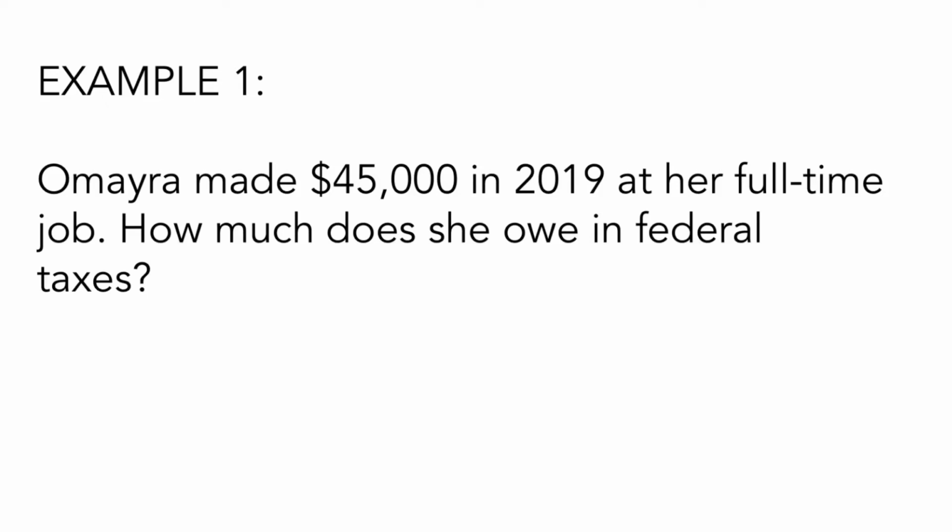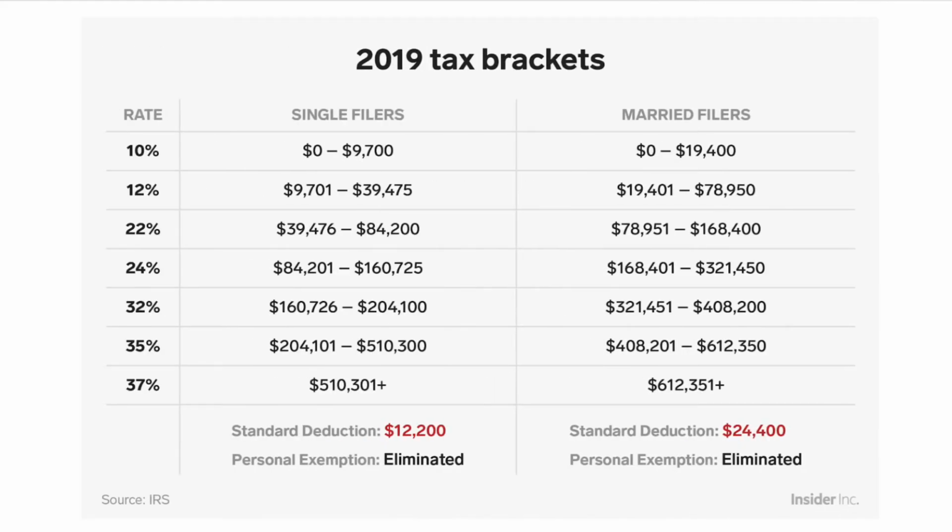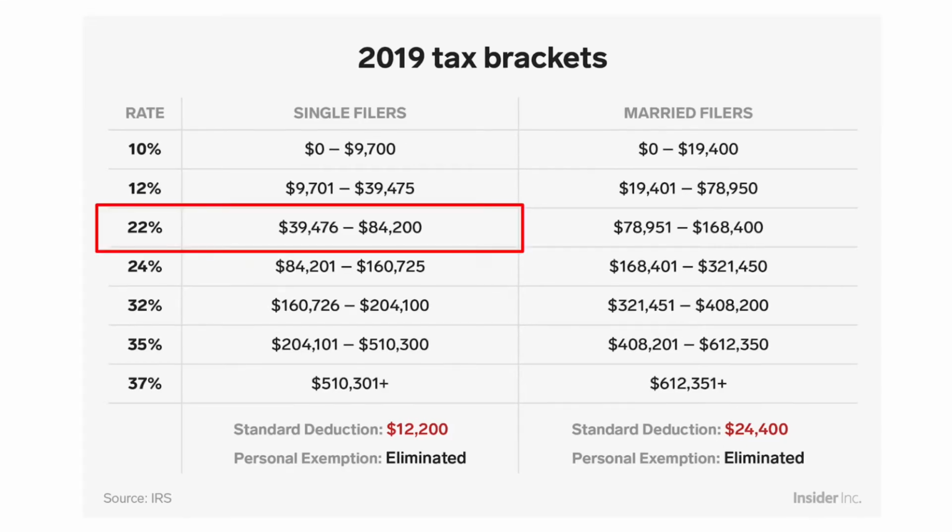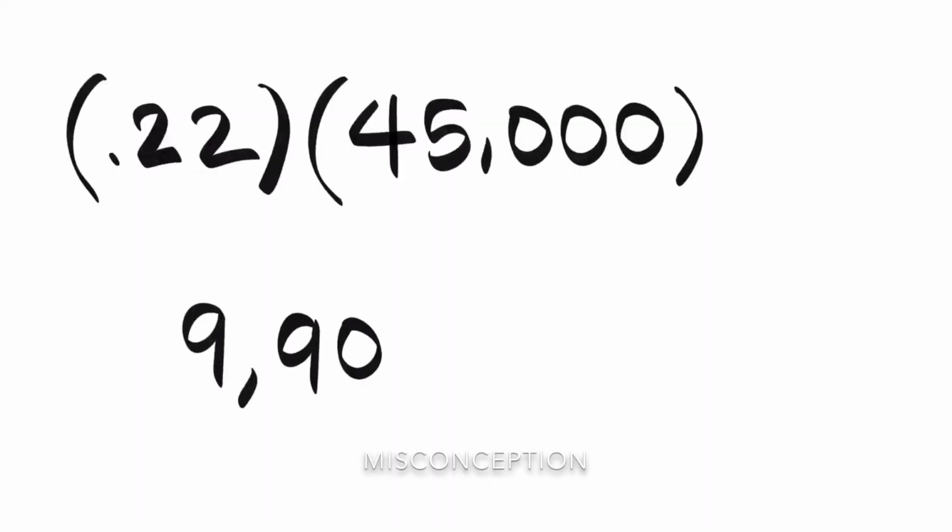Elmira made $45,000 in 2019 at her full-time job. How much does she owe in federal taxes? Many people might look at the 2019 tax brackets and think that because she makes $45,000, she must fall in this bracket. So she would owe 22% of her income to taxes. So does that mean that she owes almost $10,000 in taxes?